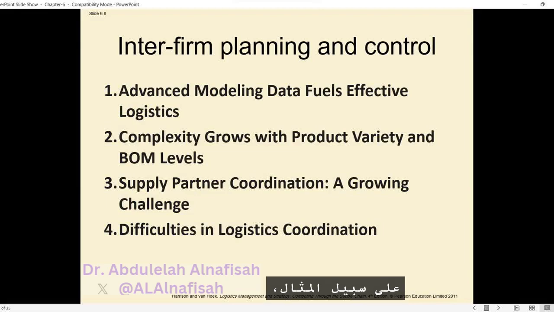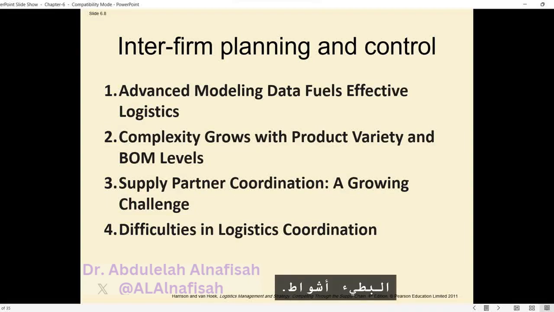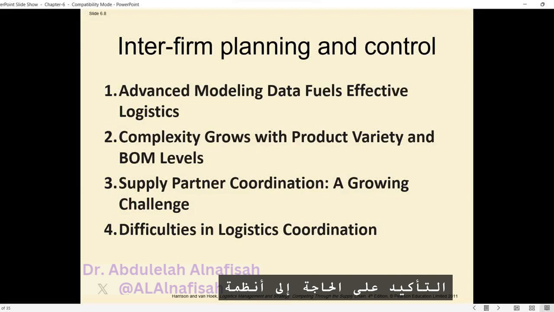For example, challenges may arise when shifting from make to stock (MTS) to make to order (MTO) due to long planning intervals and slow planning runs. Weak MPC systems in network partners can create problems for the entire supply chain, emphasizing the need for robust systems and best practices in demand planning and forecasting.